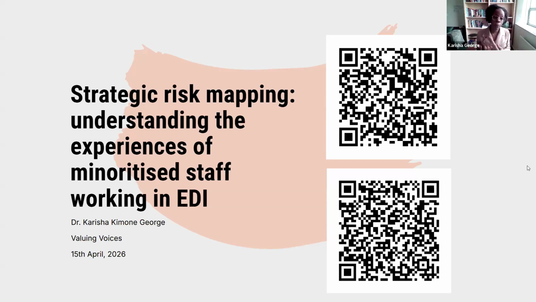The first one is a policy brief, and that one is targeting senior leaders, funding bodies, and PIs about what protections can be put in place for minoritized staff working in EDI. The second one covers general staff working in EDI. The recommendations across the two of them are similar in some ways. Both recommend culturally competent well-being support, but they also have different recommendations.